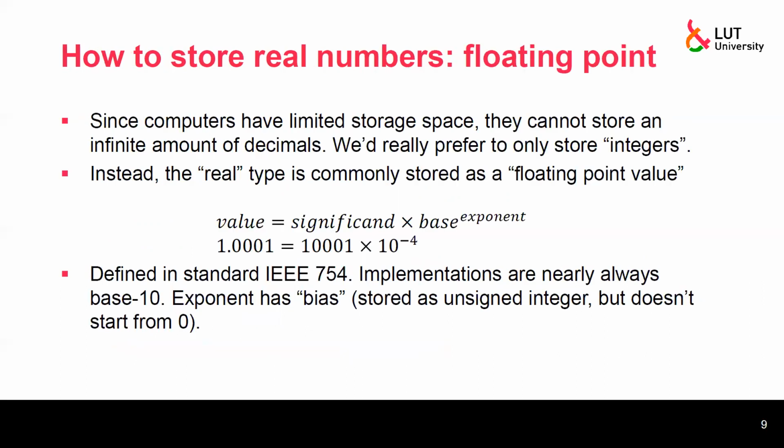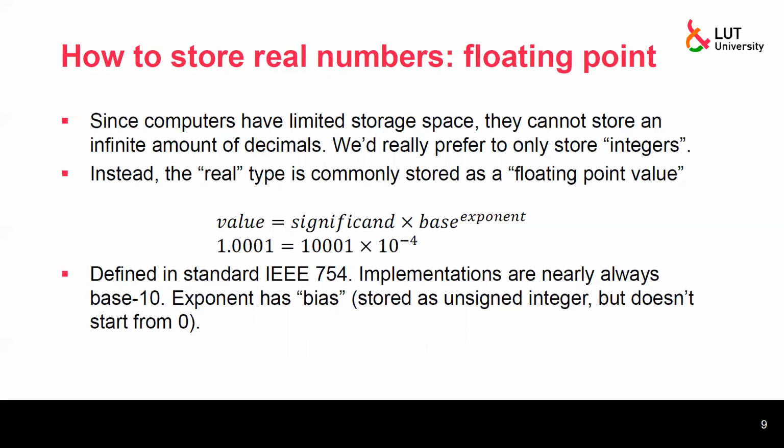Real numbers, we don't really store the real numbers. What we store is an approximation of the real number using something called floating point numbers. So what that means is that we essentially use a version of the scientific notation to store numbers. So we have some value of the number, the significand, times the base to the power of the exponent.